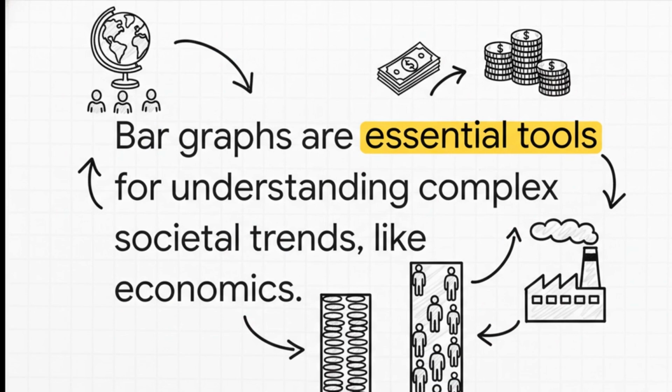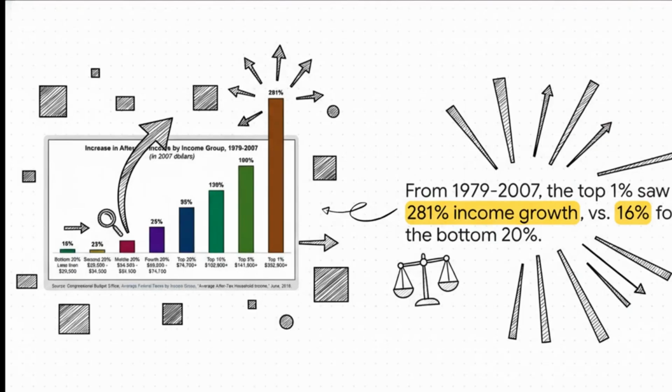And it's this power, this ability to compare things so clearly that makes bar graphs so crucial for talking about really complex stuff. I mean, they're absolutely essential if you want to understand big societal trends, especially when you get into topics like economics. Okay, let's look at a more serious one. This graph is from the Congressional Budget Office, and it's showing how after-tax income changed for different groups between 1979 and 2007. And wow, the story here is it's all about contrast.